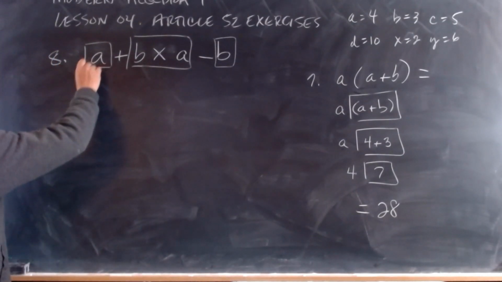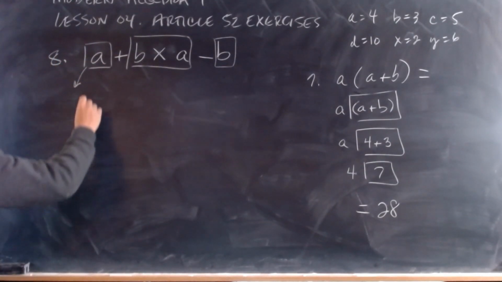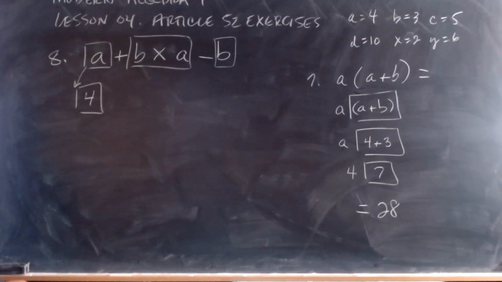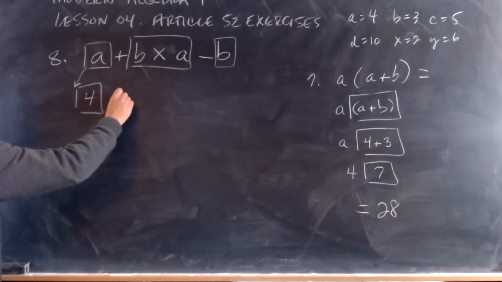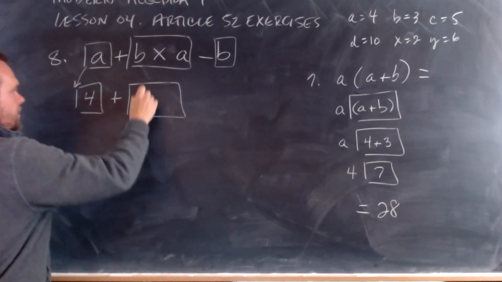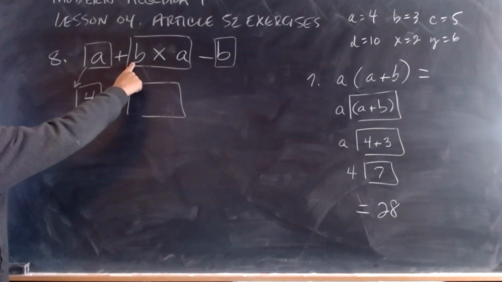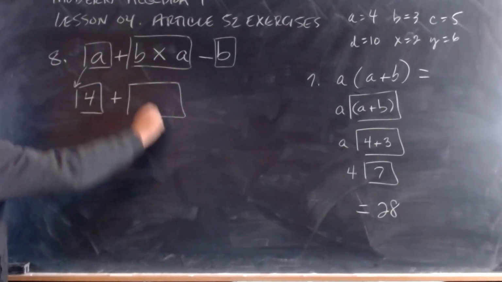What's the value of this term? A equals 4. I'll keep it in a box to show that it's a term. Plus, what's the value of this term? B times A. 7. 12.